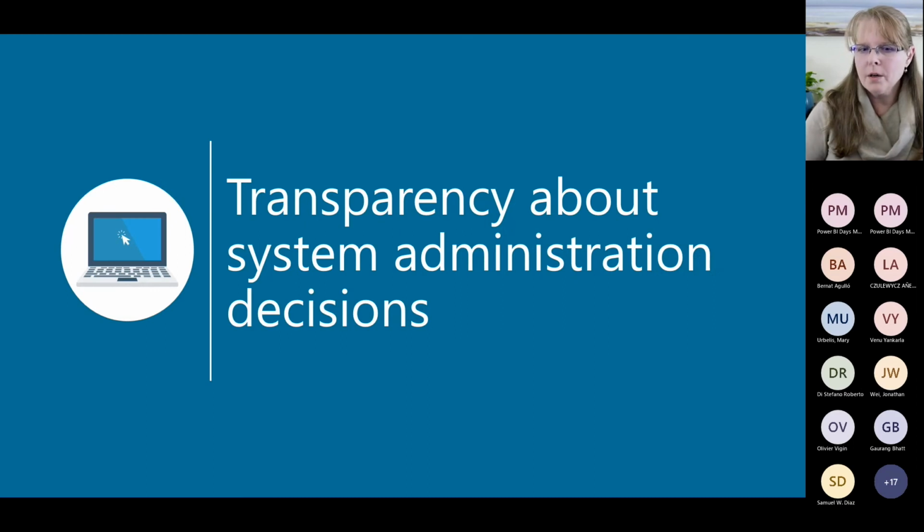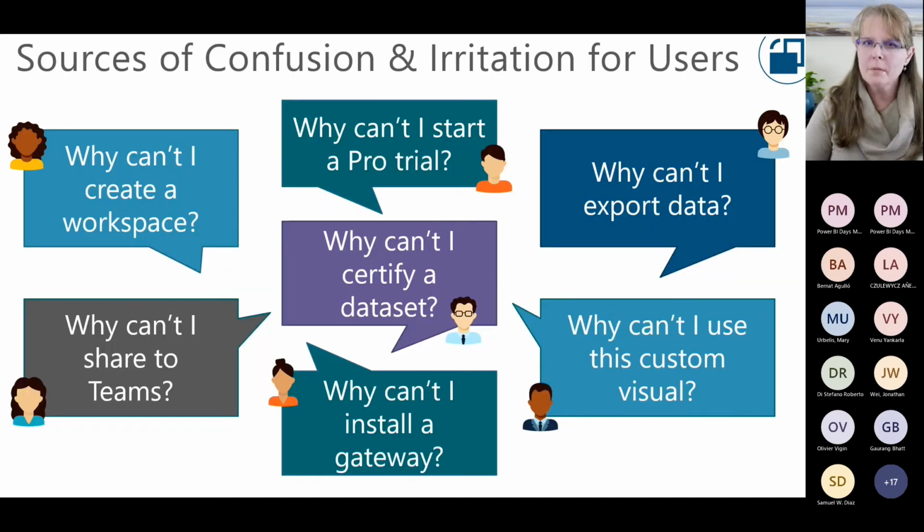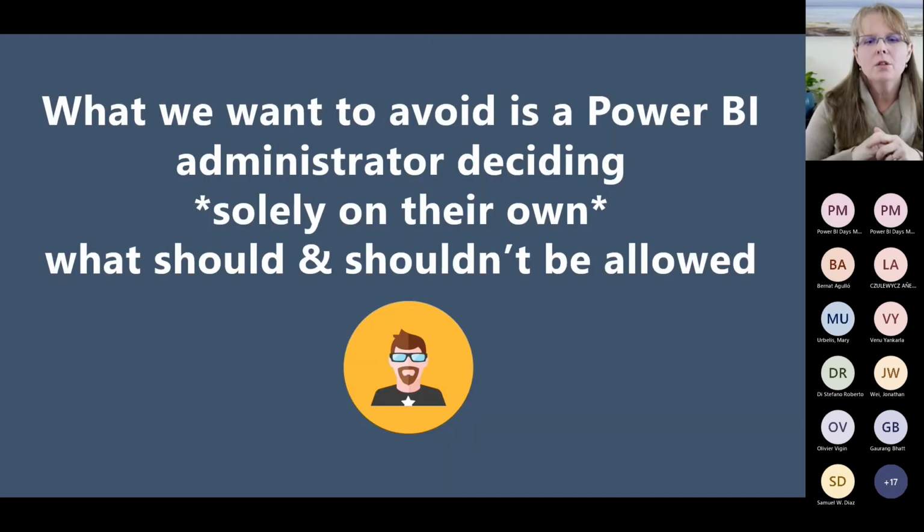This is a quick one about just being transparent about system administration decisions. And there are a slew of things in the tenant settings that change the way Power BI behaves. And what happens is your users will read things online about what you can do with Power BI, and it just doesn't work for them. So it becomes irritating, and that might absolutely impact your adoption efforts. So what we want to avoid is having a Power BI administrator that just decides completely on their own what should or shouldn't be allowed.